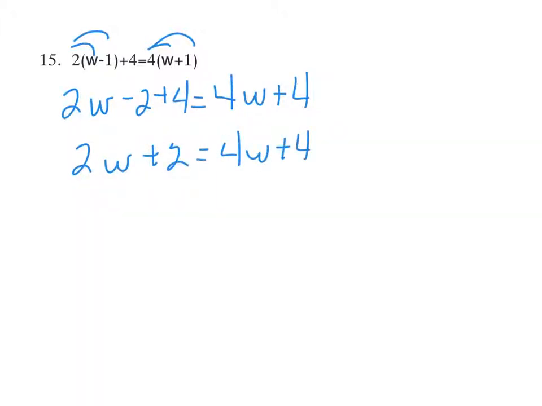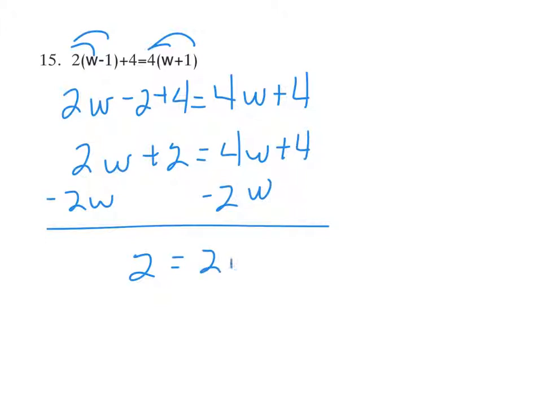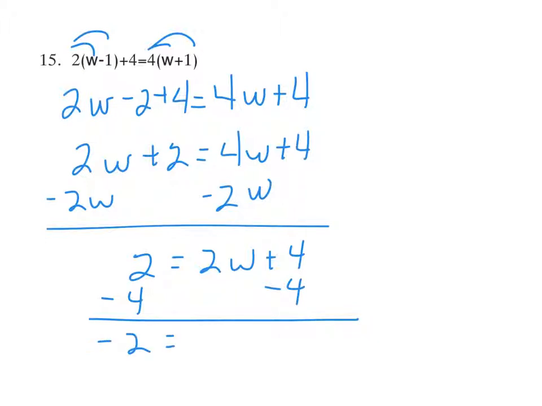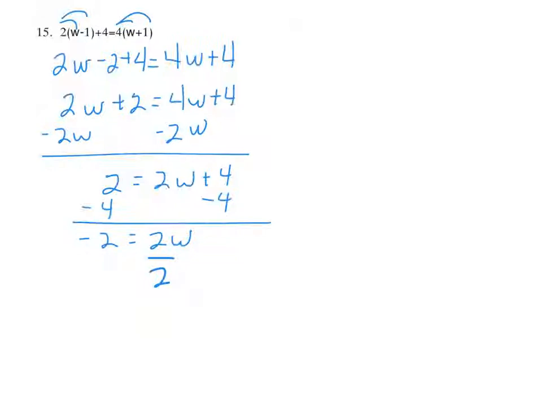I want to get my variable on one side, so subtract 2w from both sides of the equation. So we have 2 equals 2w plus 4. Subtract 4 from both sides of the equation, so negative 2 equals 2w. Divide both sides by 2, and w equals negative 1.